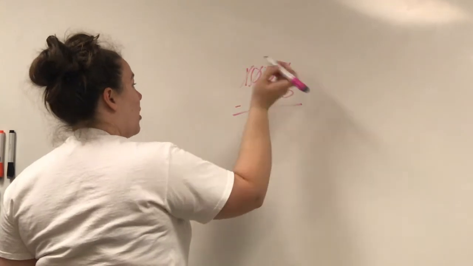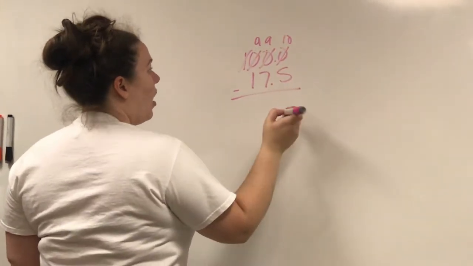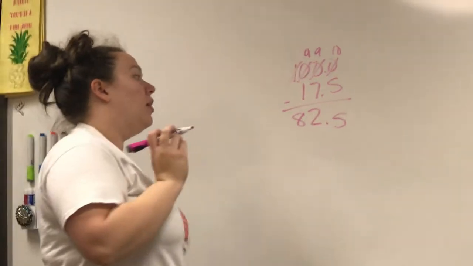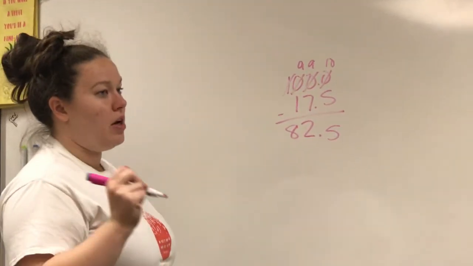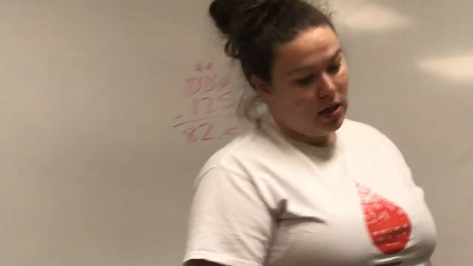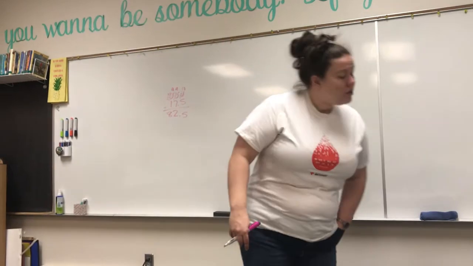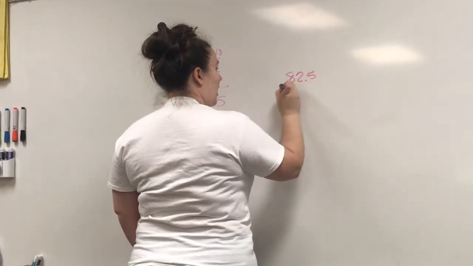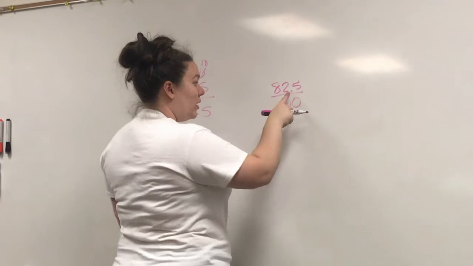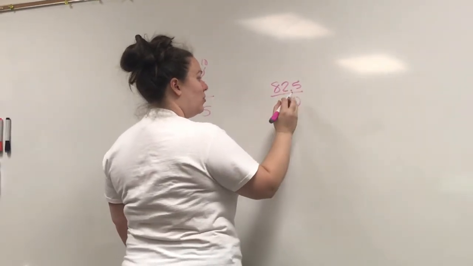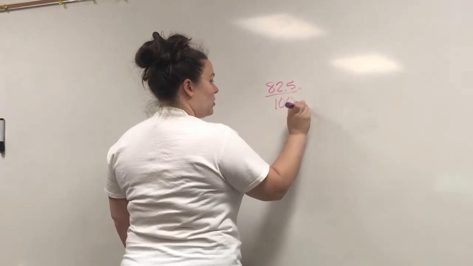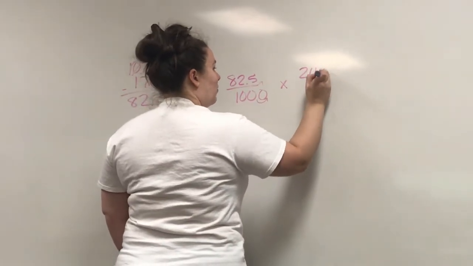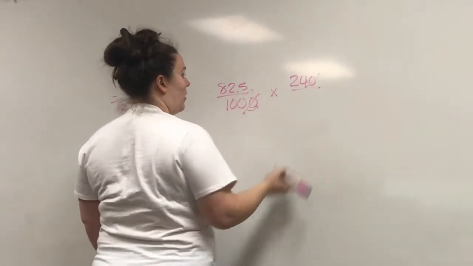So, borrowing, 9, 9, 10. 5, 2, 8. 82.5% of the cars are not red. And we said that there were 240 cars? 82.5 out of 100. Remember, we do not like a decimal in our percentage. Move it over one time, move this over one time, and add a 0. Times the 240 cars. We can cancel that 0 out.